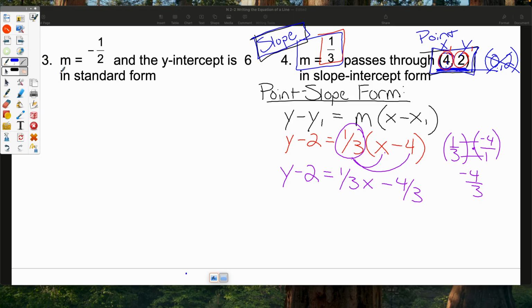And I'm trying to get this into my slope-intercept form, or y equals mx plus b. So what needs to change in order for it to look like this? Get the 2 out of the way. Exactly, I need to move that -2 from the left to the right. So to do that, we just do the opposite. It's a -2, so I'm going to add 2 to both sides.